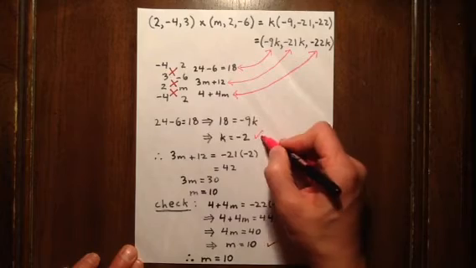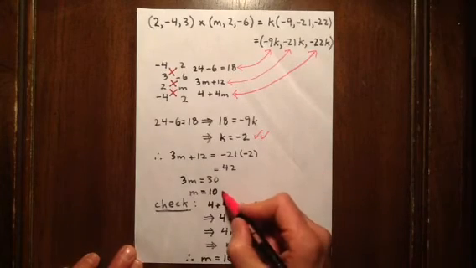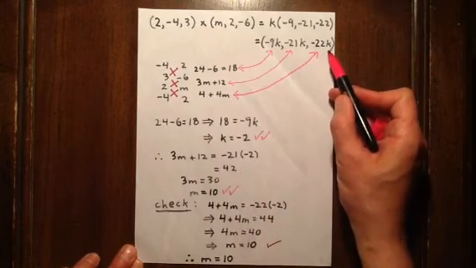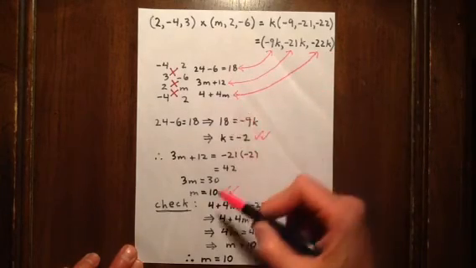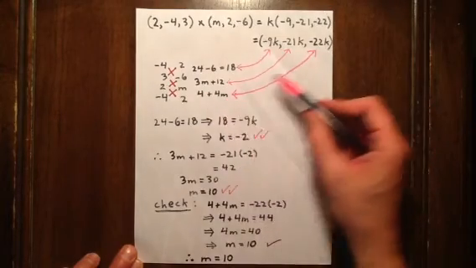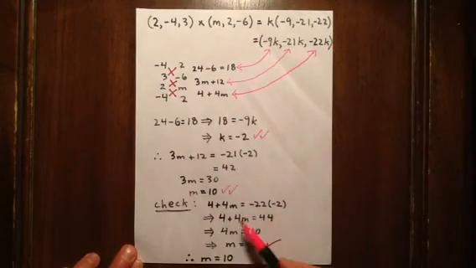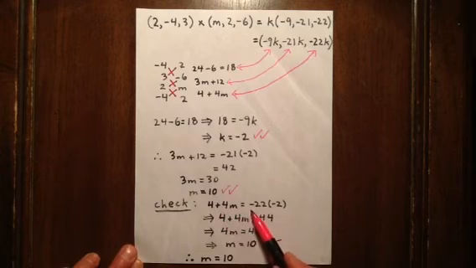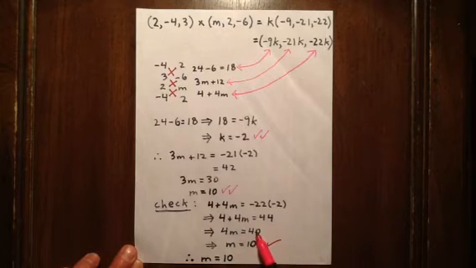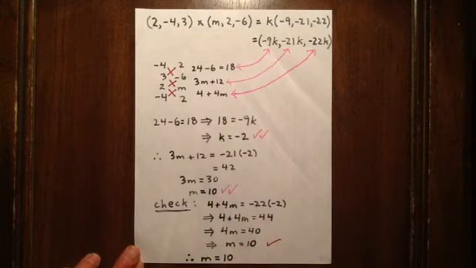Okay, so far we're okay. There's nothing wrong with k being -2 and m being 10. We hope it works on the z component. If m is 10 and k is -2, does 4 plus 4m equal -22k? 4 plus 4m equals -22 times -2. 4 plus 4m is 44. 4m equals 40. m is 10. Holy cow, that's what we had up here. So therefore m equals 10.